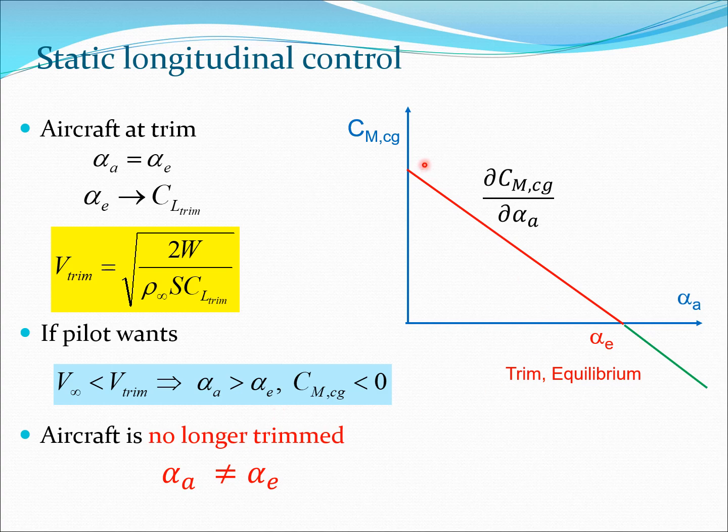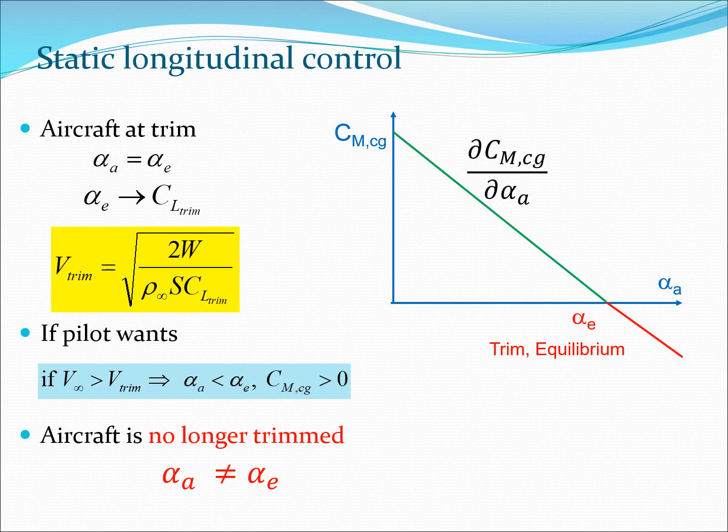Now if we look at this graph here, we will see that in the alpha A greater than alpha E region, which is this green part of the line here, CMCG is less than 0. Therefore the aircraft is no longer trimmed here, and so in this green line alpha A is not equal to alpha E, and the trimmed condition has been lost because the pilot wanted to bring the velocity lower than the trim velocity.